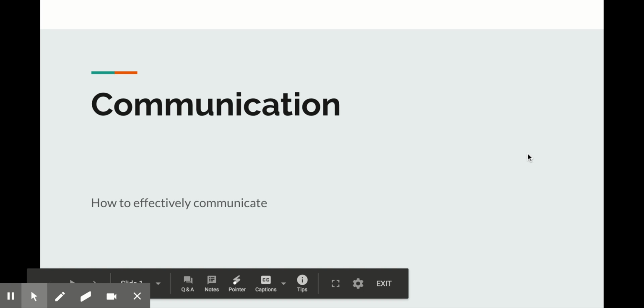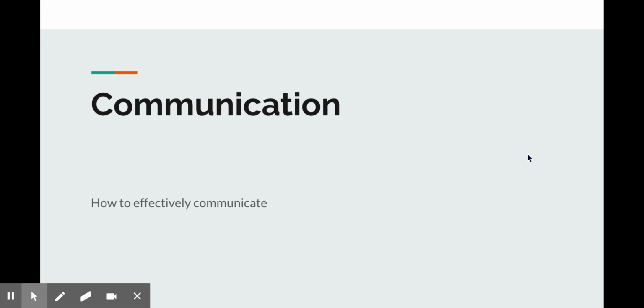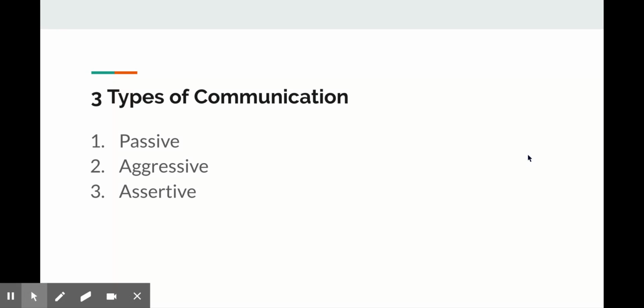All right, class, so we're going to be reviewing communication, how to effectively communicate. Okay, so there are three types of communication. There's actually four, but just for today's lesson, we're going to be focusing on the three main types of communication, with the first one being passive, second being aggressive, and third, assertive.